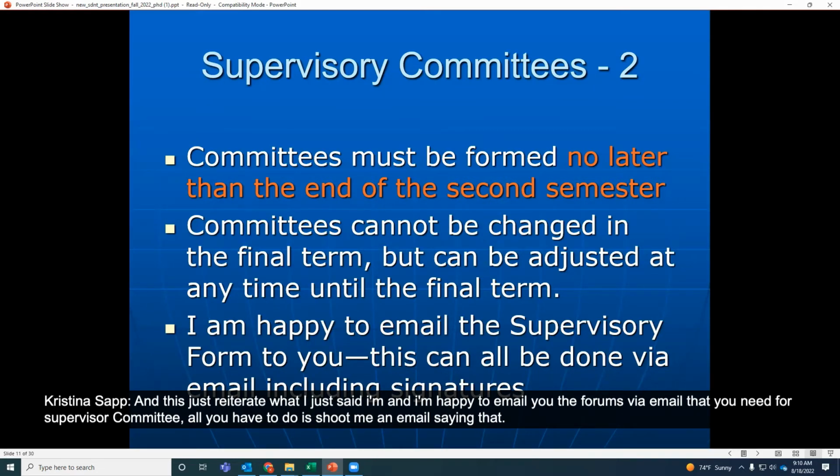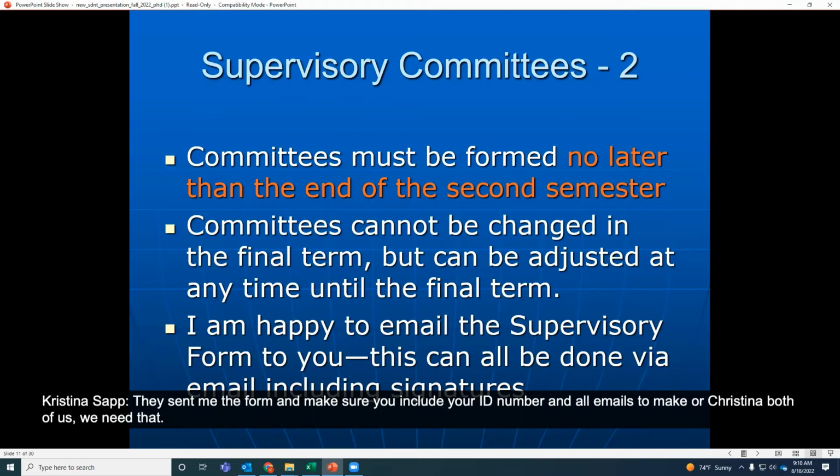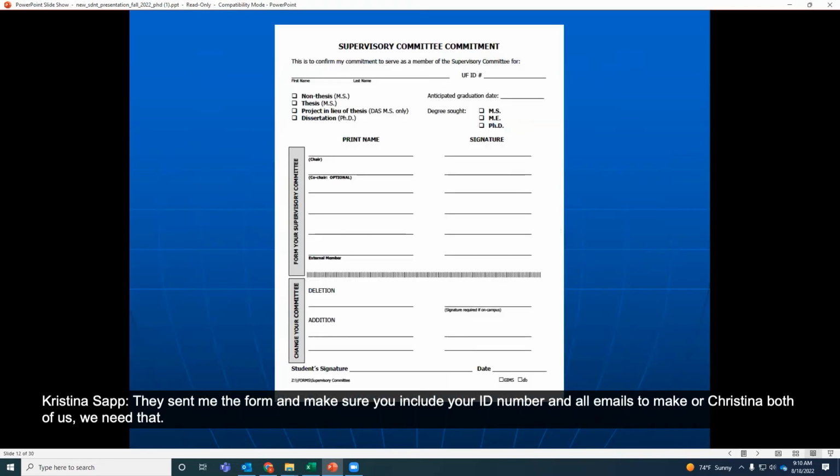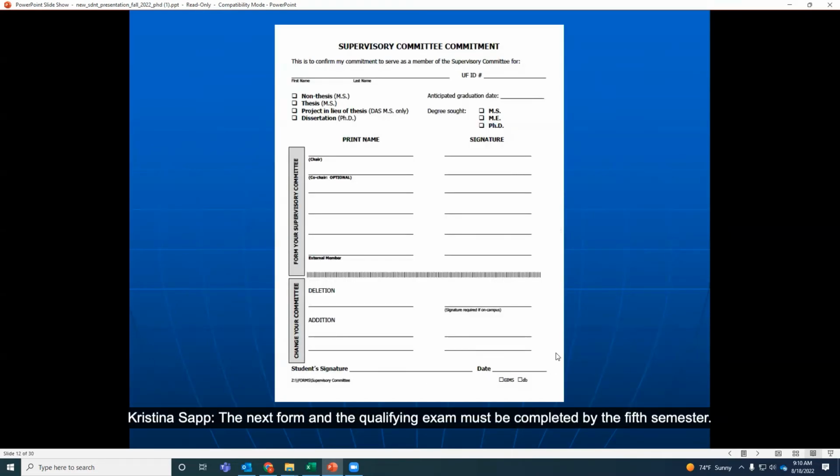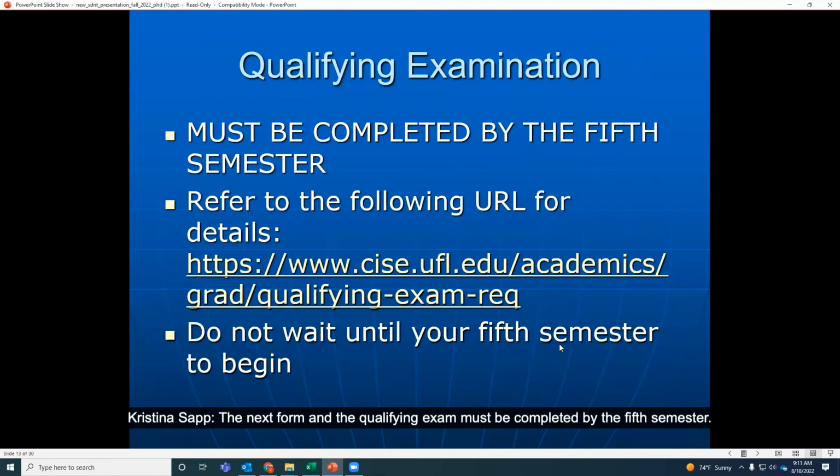And I'm happy to email you the forms that you need for the supervisory committee. All you have to do is shoot me an email saying, please send me the form. And make sure you include your UFID number in all emails to me or Christina, both of us, we need that. And that's the form. The qualifying exam must be completed by the 5th semester.